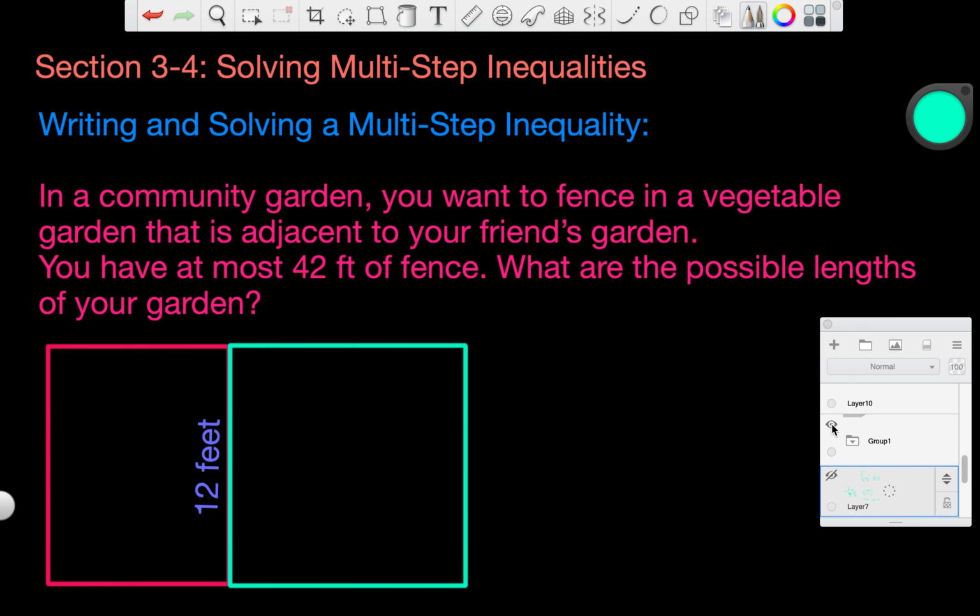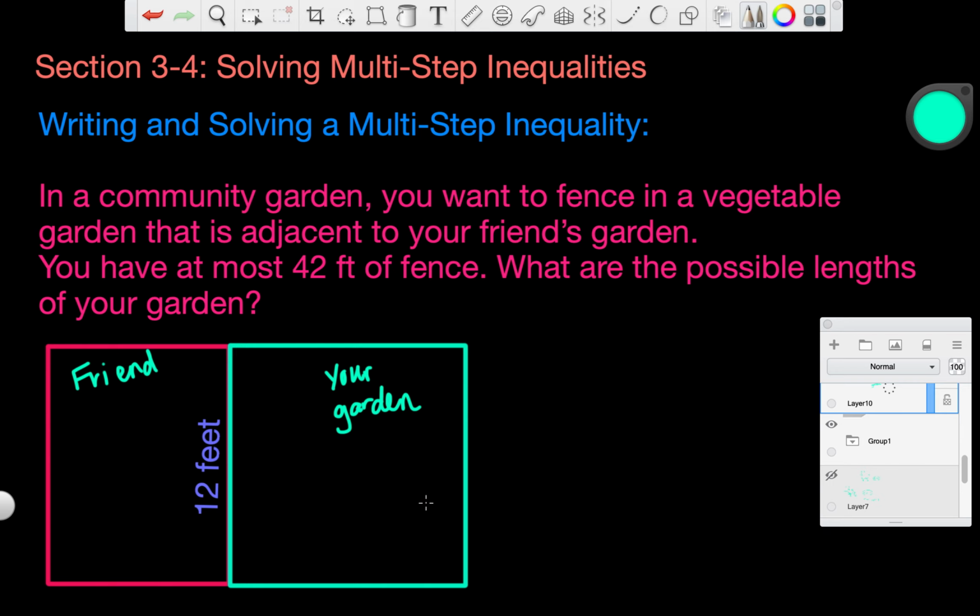Okay? So next up, we are going to be doing a word problem. So you guys don't have these boxes written on your paper, so I just need you to listen carefully because there's an extra part to this. So in a community garden, you want to fence in a vegetable garden that is adjacent to your friend's garden. So this is the friend's garden, and this is your garden. Okay, so hers is already fenced in. The pink is already fenced in, the blue is not.